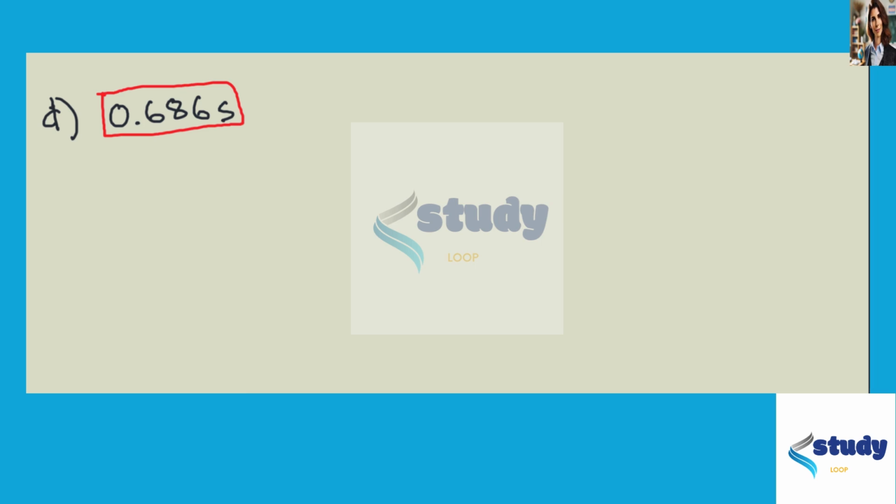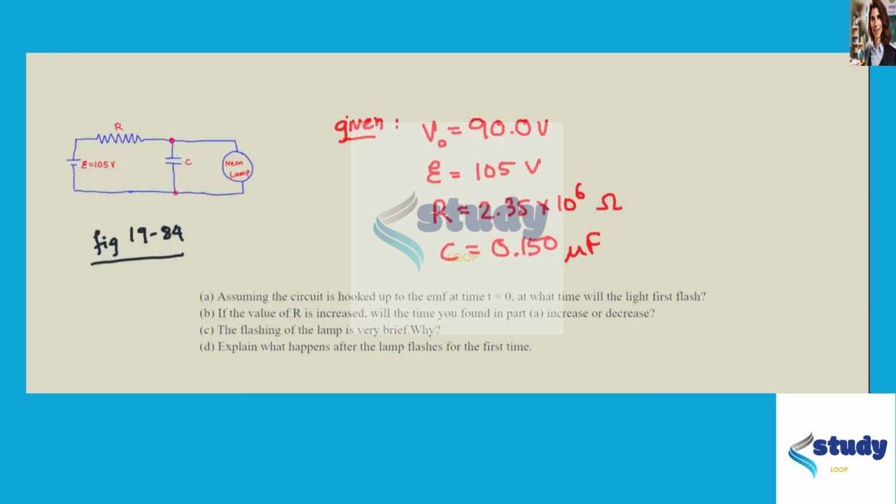And it will keep on going that way. After 0.686 seconds it will flash again, and then the capacitor will discharge again, and after another 0.686 seconds, we'll see another flash. So yeah, that's what happens after the lamp flashes for the first time.